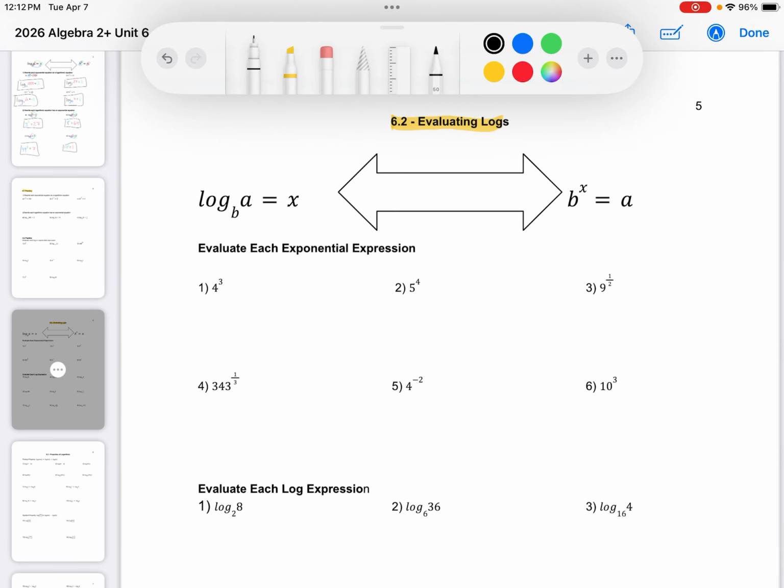So if we have 4 to the power of 3, then we should know that we'd have a base of 4, an exponent of 3. So this would be 4 times 4 times 4, and that equals 64. Right? None of that should be new to us. So 4 to the power of 3 is 64. 5 to the power of 4 would then be 5 times 5 times 5 times 5. Let's see, that should be 125 times 5 is 625.